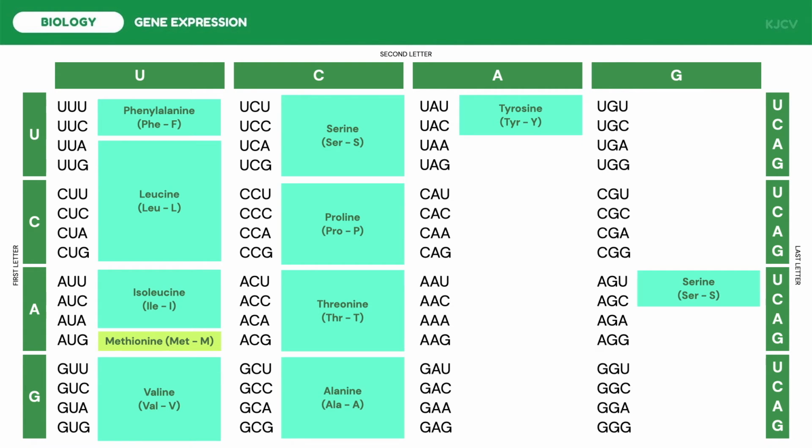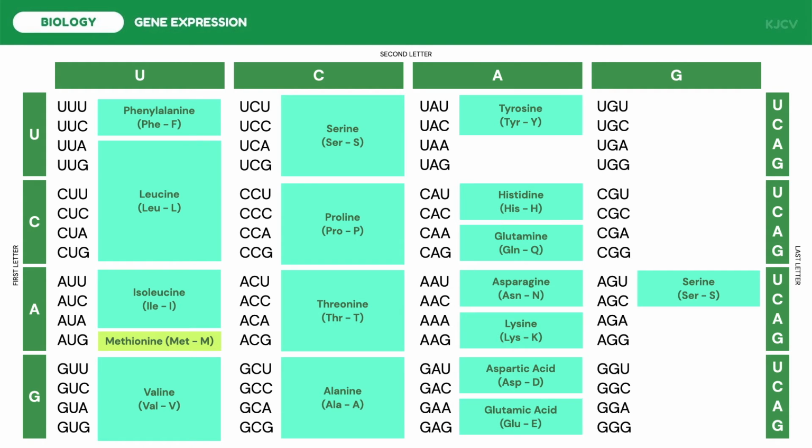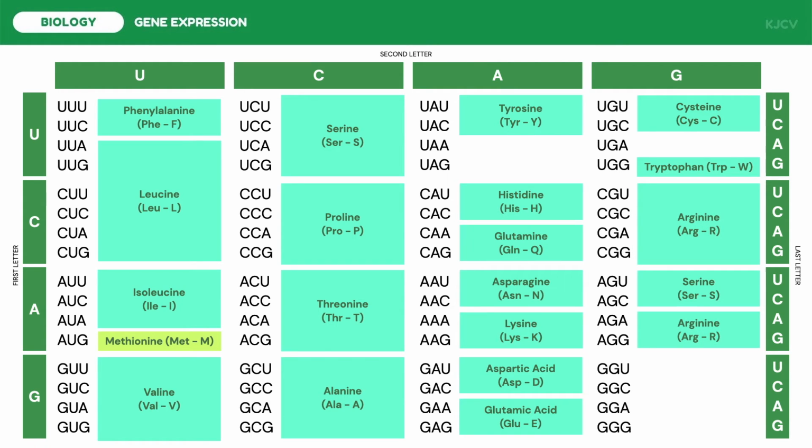tyrosine or TYR or Y, histidine or HIS or H, glutamine or GLN or Q, asparagine or ASN or N, lysine or LYS or K, aspartic acid or ASP or D, glutamic acid or GLU or E, cysteine or CYS or C, tryptophan or TRP or W, arginine or ARG or R, and lastly, glycine or GLY or G. All in all, there are 20 amino acids.